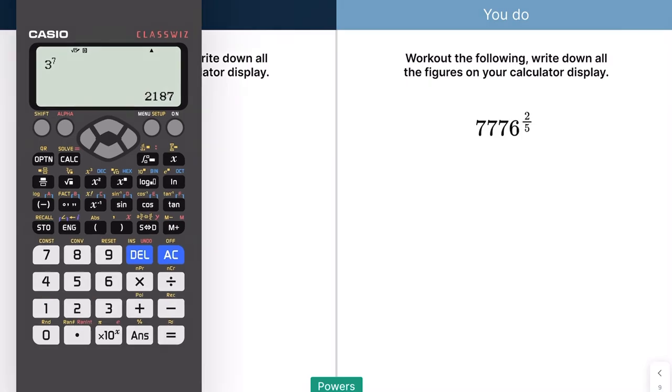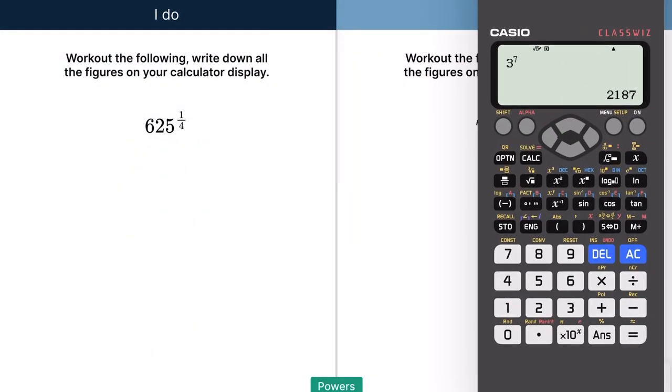So moving on, if I come back here, now we have a fraction in the power. So the exact same thing again, 625. Now I'm going to press the power button. Now I'm going to press the fraction button, and I'm going to type 1 at the top and 4 at the bottom. So it just has to look exactly as the question was, and my answer here is 5.